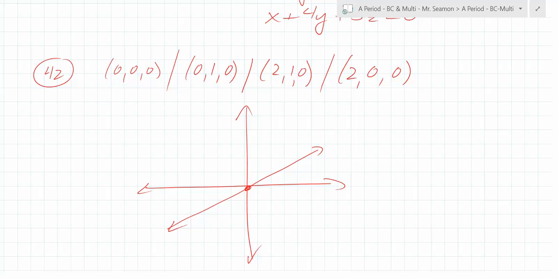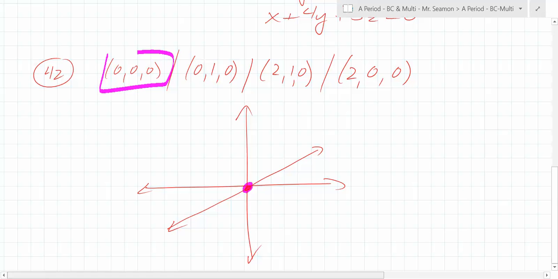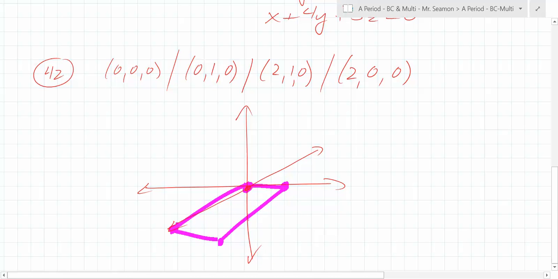So 0, 0, 0, we have point 1, right? So that's this point. And then we have, I'll also use the same color, 0, 1, 0. So let's say that's out here. And then you get 2, 1. So you have this point right here and this. So you have this shape. It's a rectangle, right? Are you with me so far?